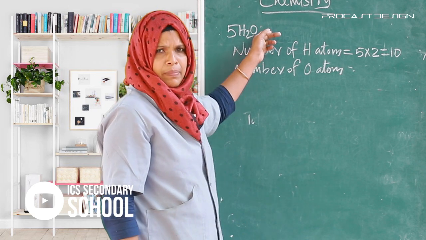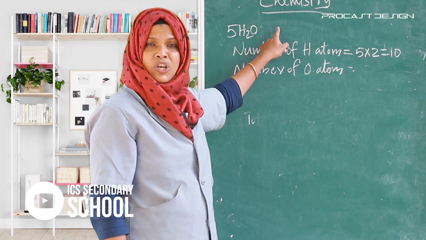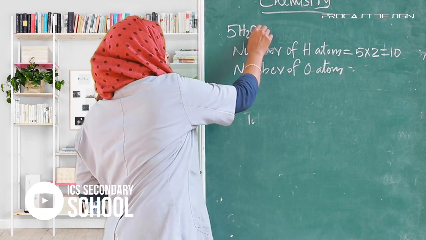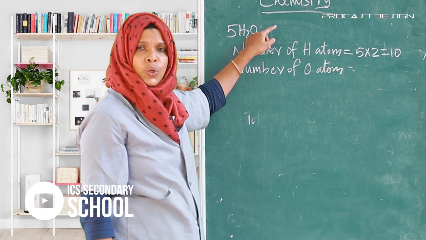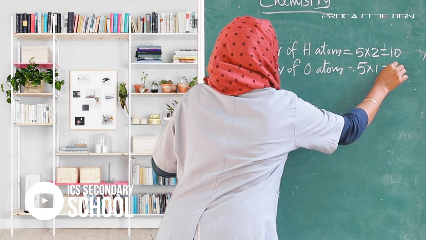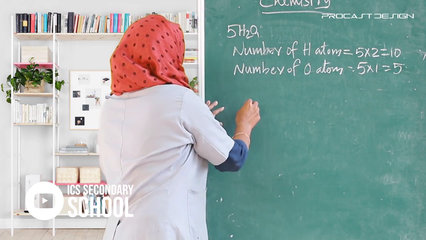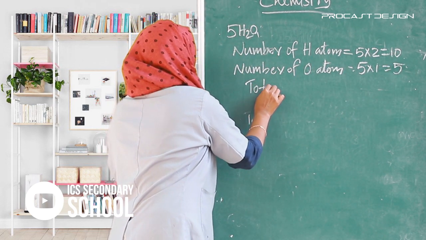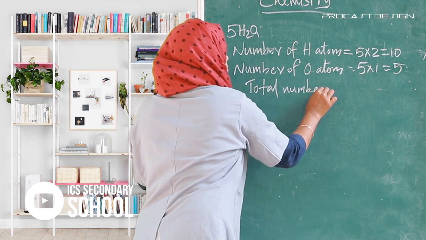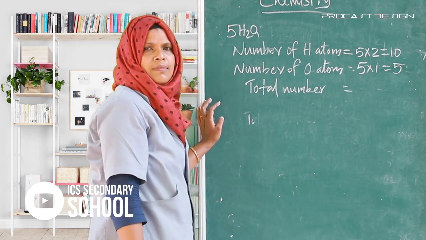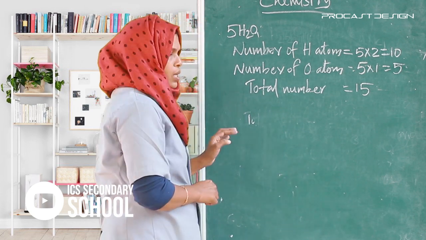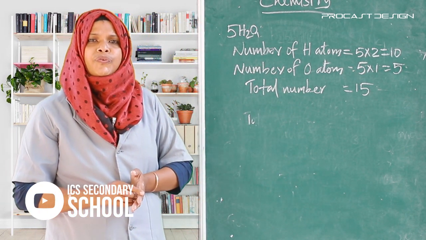Then find out the total number of oxygen atoms. Here there is no number, which indicates there is a presence of 1. Then 5 into 1 equal to 5. Then total number of atoms equal to 15.